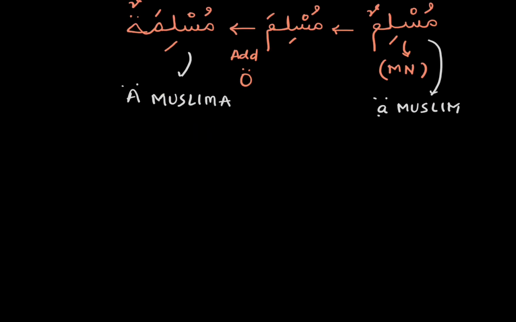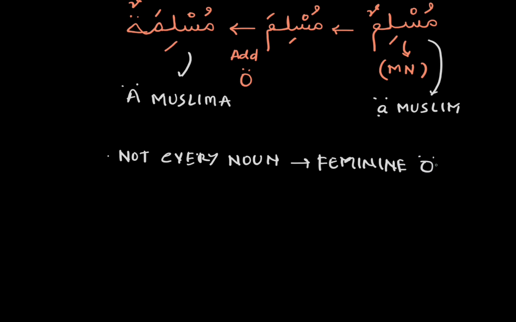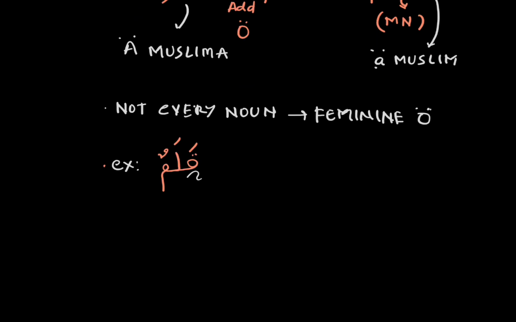There are exceptions to this rule. Not every noun is made feminine by adding the closed ta, that is the ta marbuta. Now let us take one example, that is qalamun. Qalamun means a pen. A pen is a masculine noun.